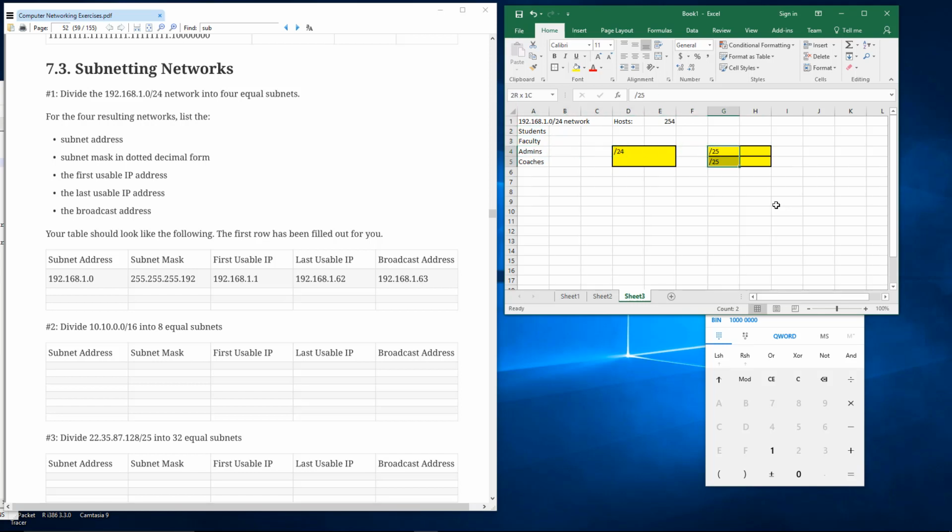Well, to divide that again, we're going to steal from our subnet mask. We're going to divide it again by adding a 1 there. So we've taken one big network that can support 254 hosts. We've just divided it in half and in half again just by changing our subnet mask.